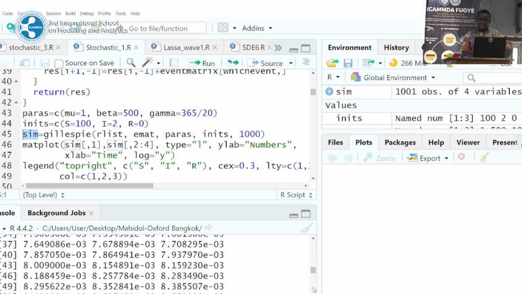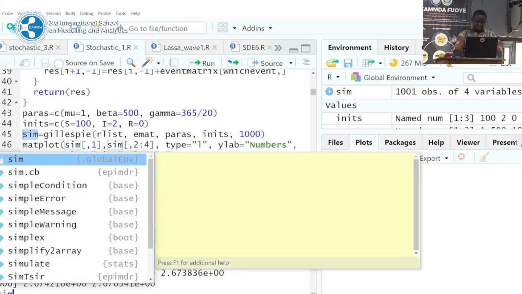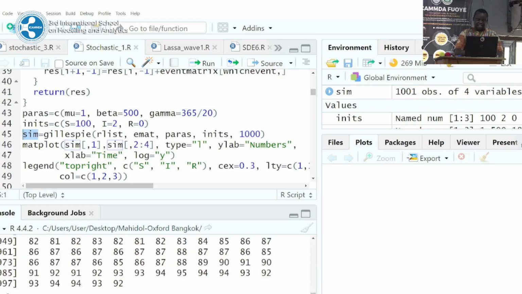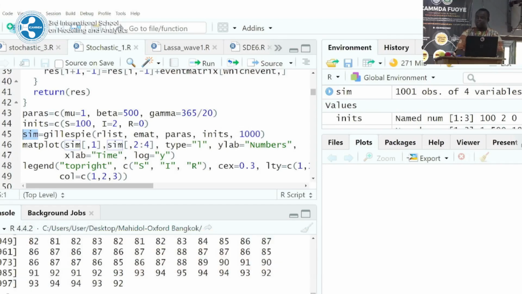And then I want to see other ones. Another way to do that is also to say sim, time. You can do that like that. You will see everything to one, and then you say sim, comma 2. You want to see everything on the S class. And then maybe sim, S. Same, either of the two.